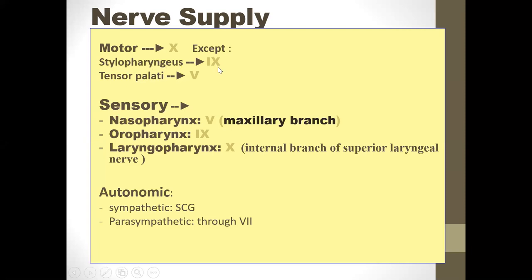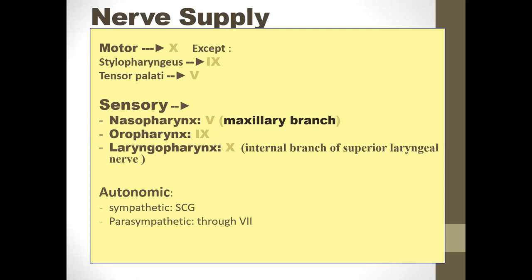These two muscles contribute to your soft palate. This one, the tensor veli palatini, whereas the stylopharyngeus muscle is just coming from the styloid process to the pharynx. The sensory, within the nasopharynx, we have the maxillary branch. And in the oropharynx, we have the glossopharyngeal nerve supplying the sensation.